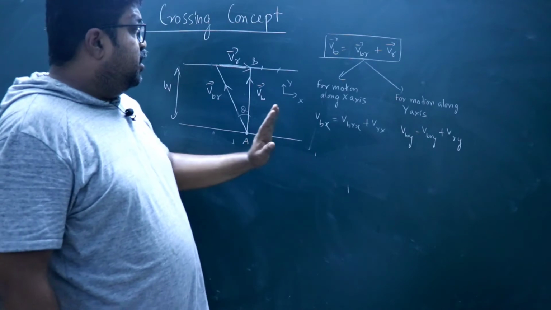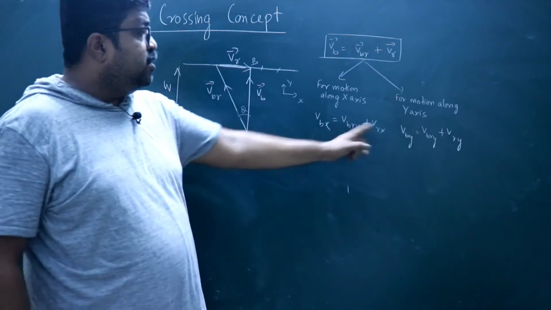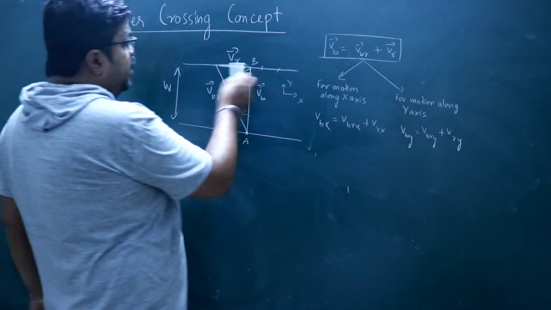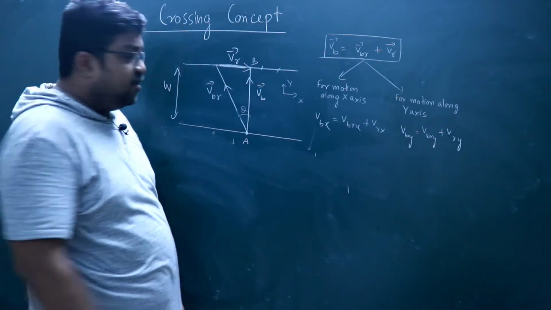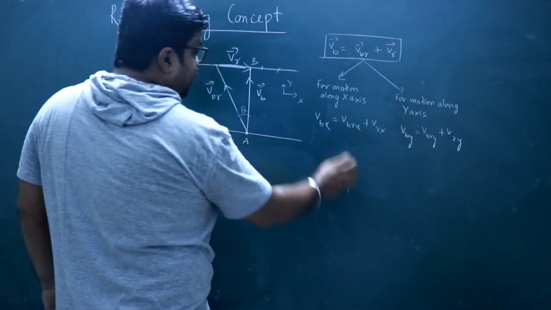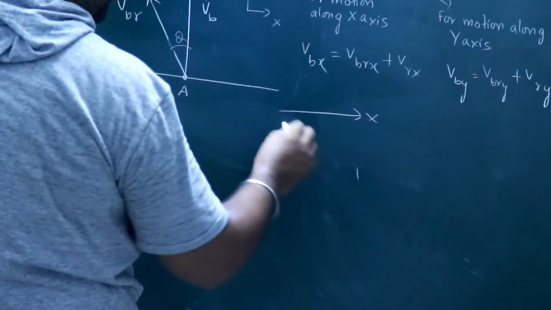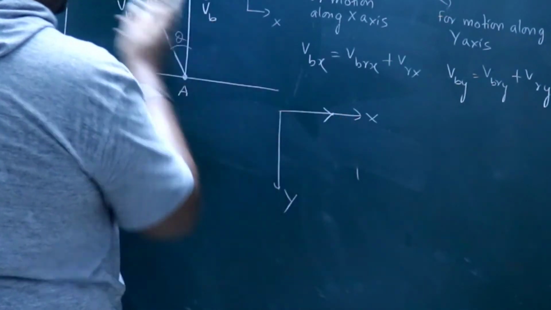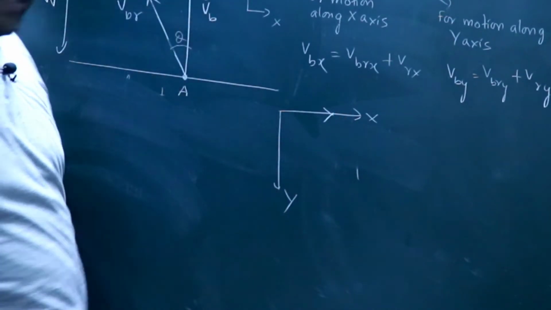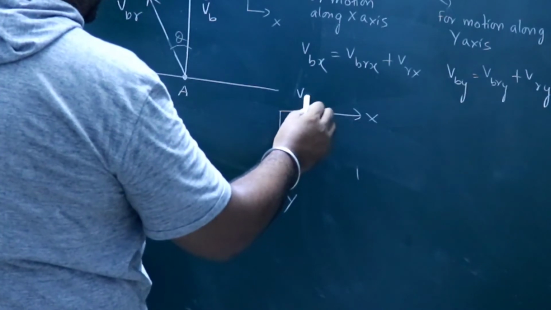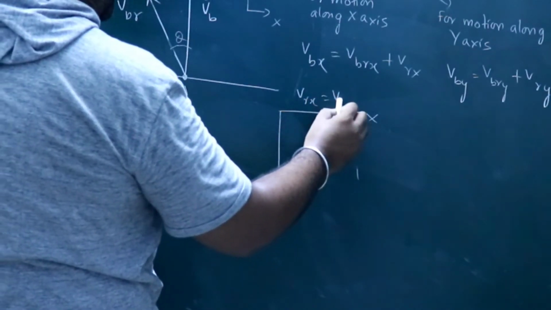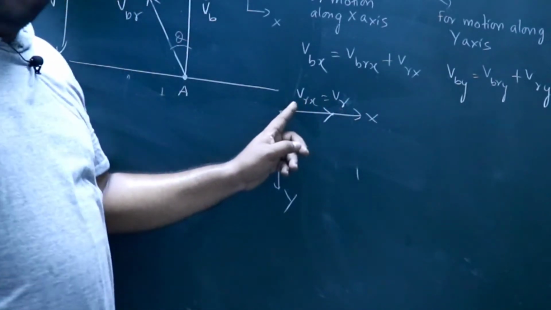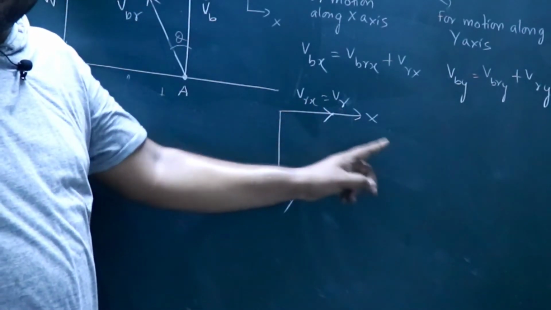Now I need to find all those terms from this figure. In this case, the river is flowing along the x-axis. This is the x-axis, this is the y-axis. The river is flowing along the horizontal direction, the x-axis. So that means vrx is equal to vr, because the river is already flowing along the x-axis. So the velocity of the river along the x-axis will be vr.